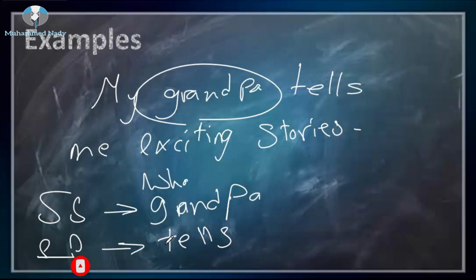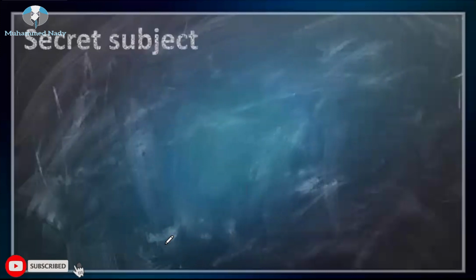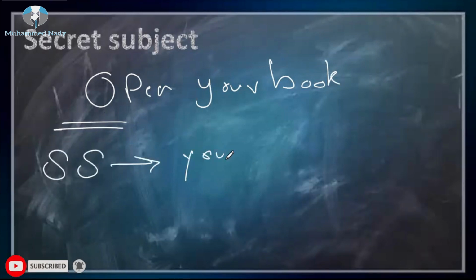Now let me tell you a secret that is going to help you a lot to find the subject in some tricky sentences. Like, look at this sentence. Open your book. If you look at the sentence, who opens the book? You don't have anyone in the sentence that is going to open the book. And this sentence is an imperative sentence. So we're giving an order. If you're giving an order, always the simple subject is you, without thinking.